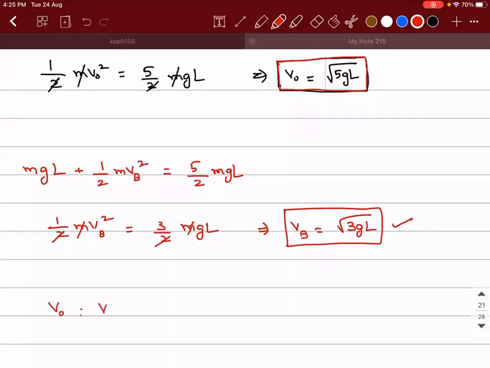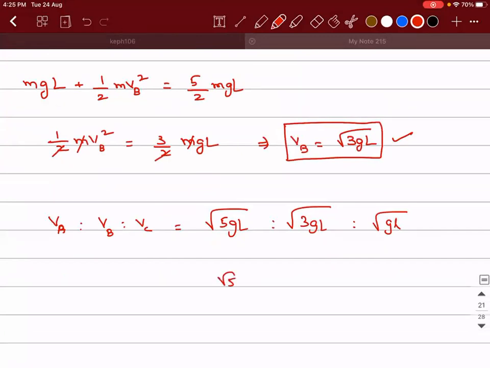So V naught, that is VA is to VB is to VC is equal to root of 5GL is to root of 3GL is to root of GL. So it is nothing but root 5 is to root 3 is to 1.